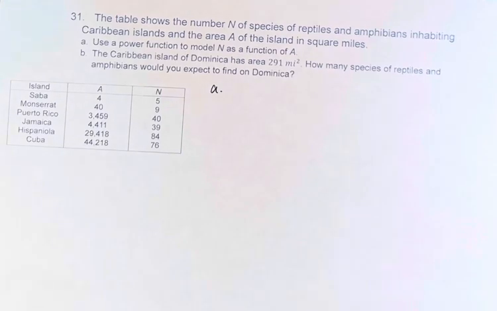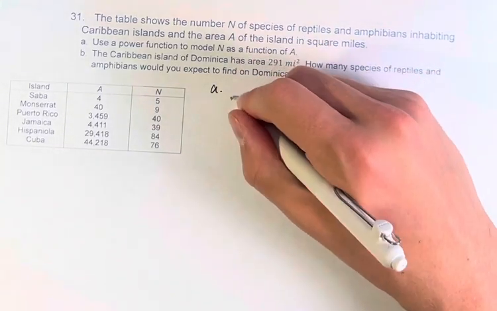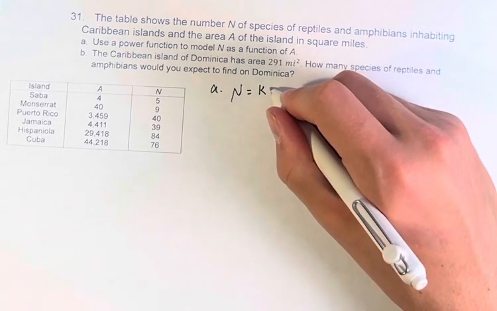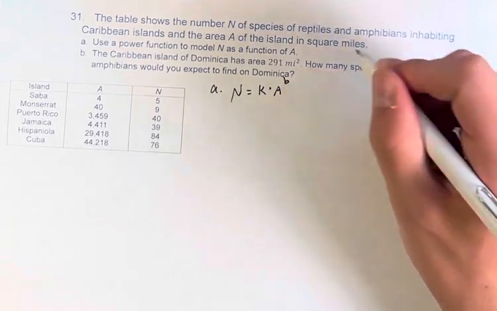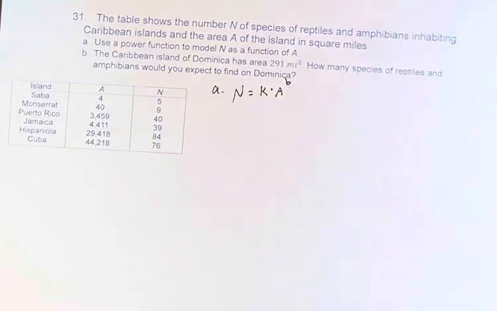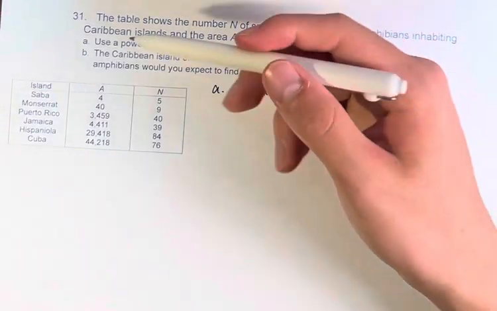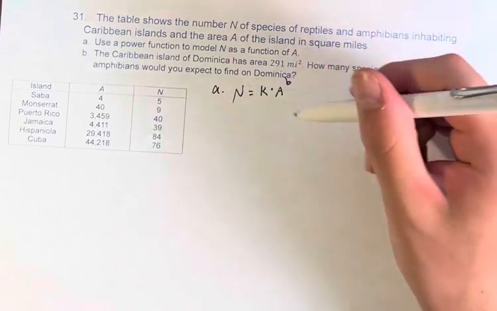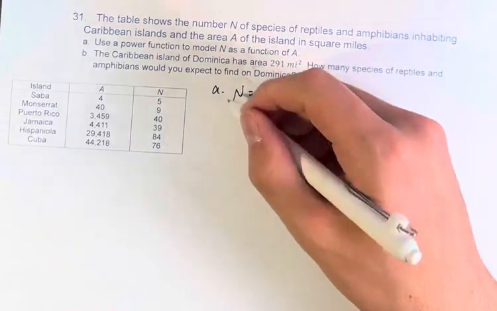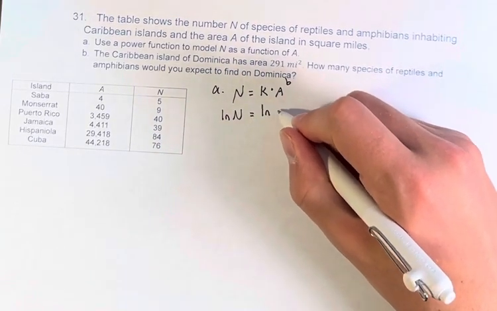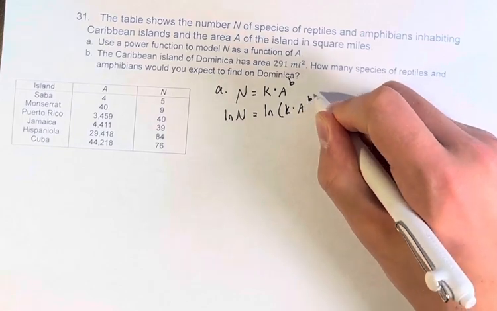So the power function for this data is going to look something like this. n is equal to some constant k times A to some constant b, right? This is a power function of A that models n. And the way you use this is you have to take the natural log of both sides. That's our first step. So we have the natural log of n is equal to the natural log of k times A to the b.